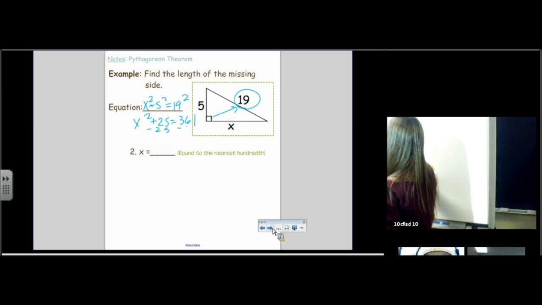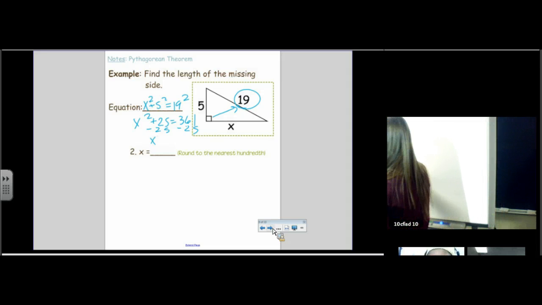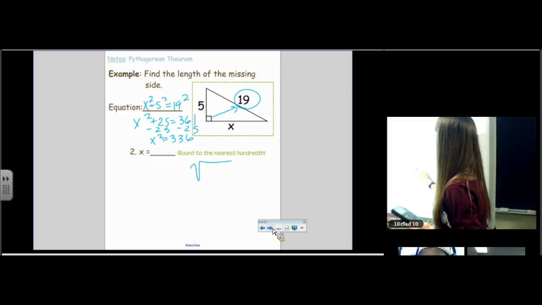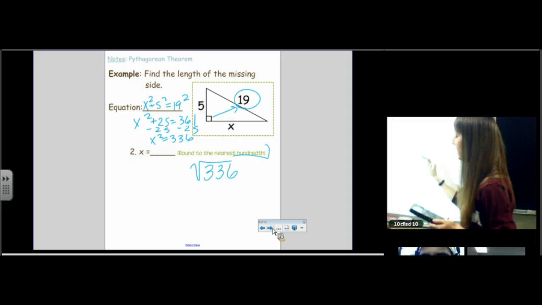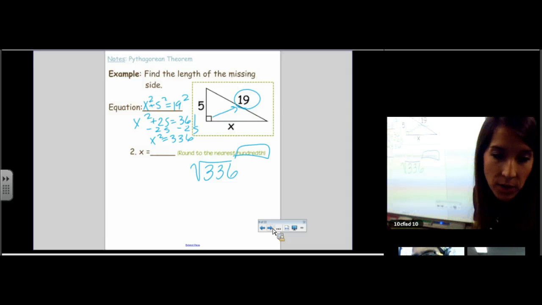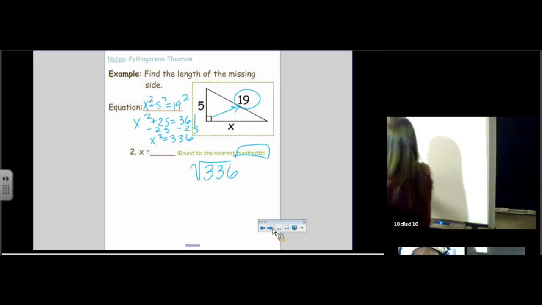Subtract 25 from both sides. X squared is equal to 336. And then we take the square root of 336. It's asking to nearest hundredth again. So you should get, what'd y'all get? Anybody? 18.33. Very good.